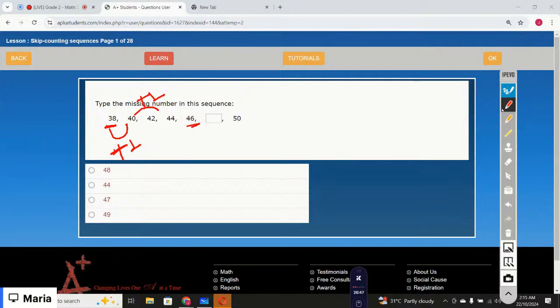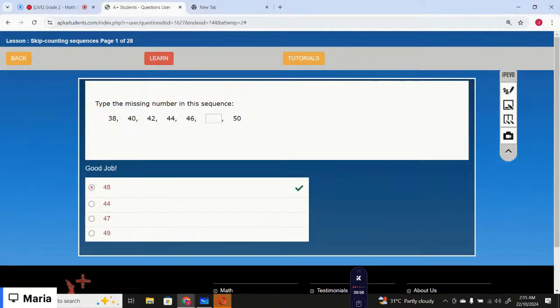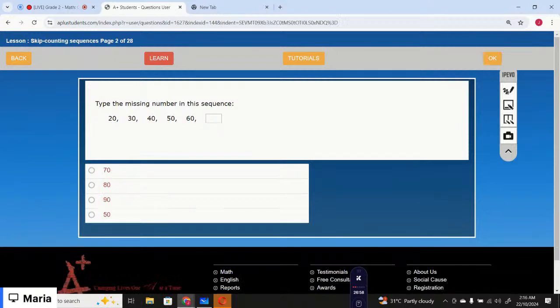So for the next number, you need to add 2 to 46. So 46 plus 2 makes 48. Very good. So the missing number is 48. Option number 1 is the correct option.